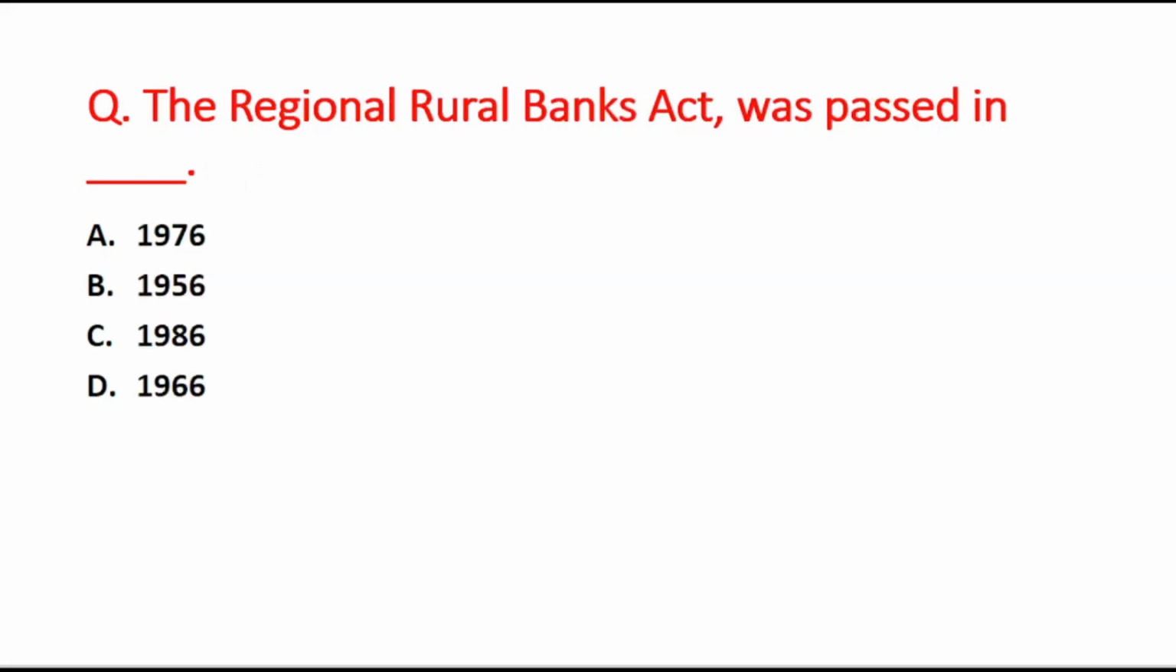Next question is, the Regional Rural Banks Act was passed in blank. A option is 1976, B option is 1956, your C option is 1986, and D option is 1966. So RRB, that is Regional Rural Banks Act, was passed in the year 1976. So option A is the right answer.